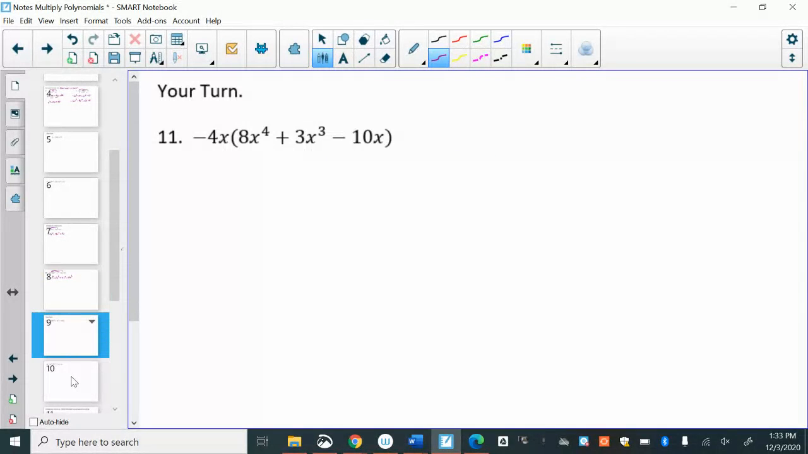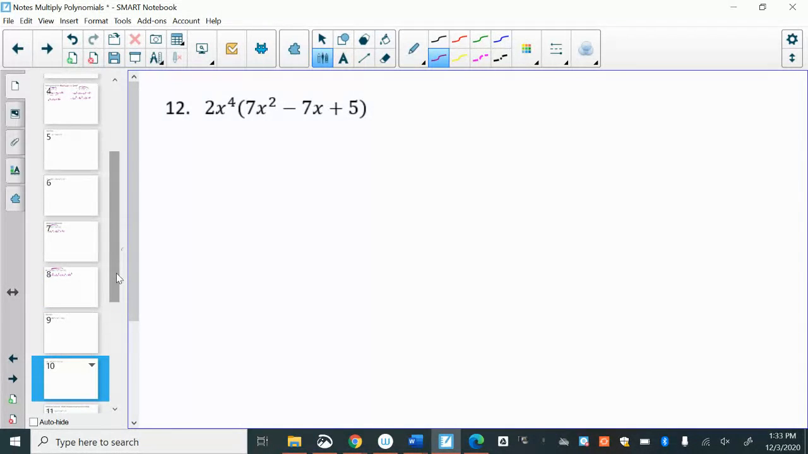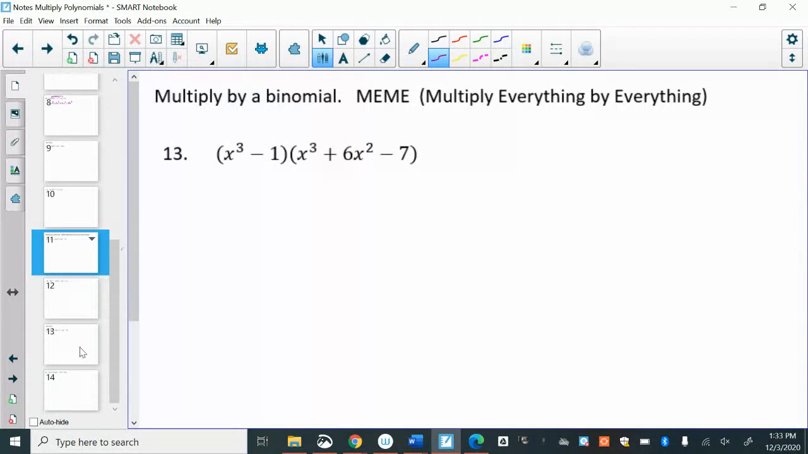All right, it is your turn to try those two. The last examples that we're going to have is multiplying by a binomial. I call this me-b, not me-me, so let me change that to a b. Me-b, multiply everything by everything. So basically, you want to take this first term and distribute it to all 3 terms in the second expression. So x cubed times x cubed is x to the 6th. X cubed times 6x squared would be 6x to the 5th. And then x cubed times minus 7 would be minus 7x cubed.